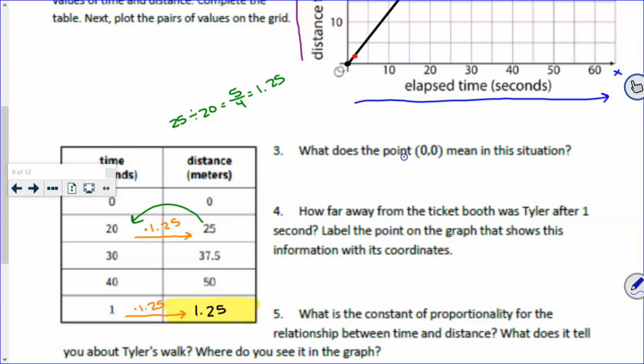Okay, what does the point 0, 0 mean in the situation? Who would like to share their answer? Thank you, Jada. Yeah, he hasn't moved at all. And he hasn't moved at all because we haven't even started the time yet, right? So the first 0 means 0 seconds. And the second 0, remember we're measuring that distance. So that's 0. Is it meters or yards? I already forgot. Meters. Okay. 0 seconds, 0 meters. We can interpret that to mean in 0 seconds, when we're not even timing, then he's not even moving. Makes sense.